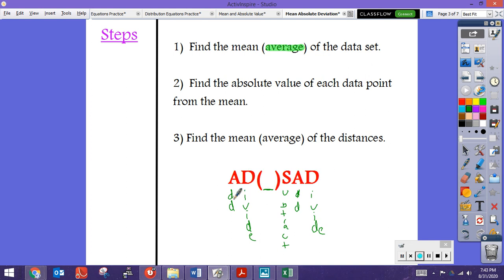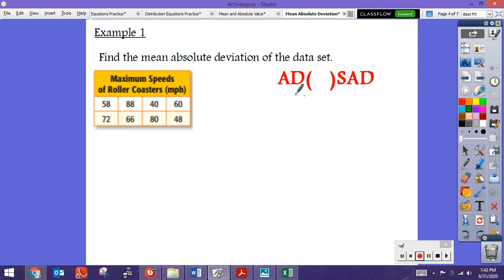So nothing is outrageous. You've been adding and dividing and subtracting since forever. Alright, so find the mean absolute deviation of the data set, right? So I'm going to refer to ADD/SAD so you can see how it works. So the first thing I need to do is add all of the numbers in my data set. So I'm going to add all these numbers up.